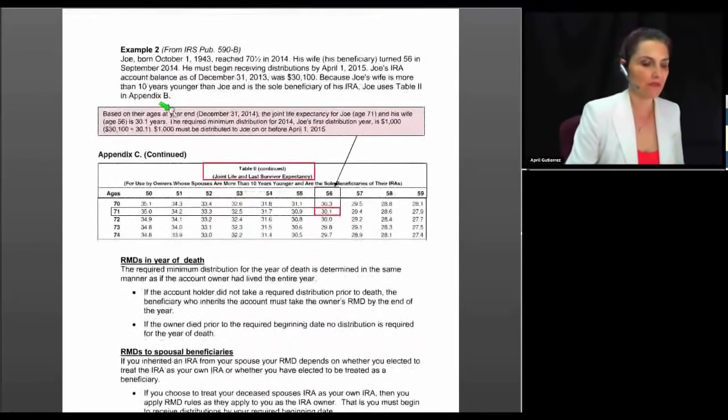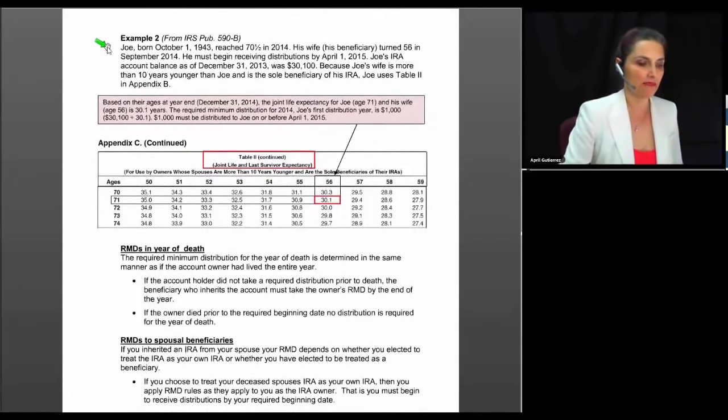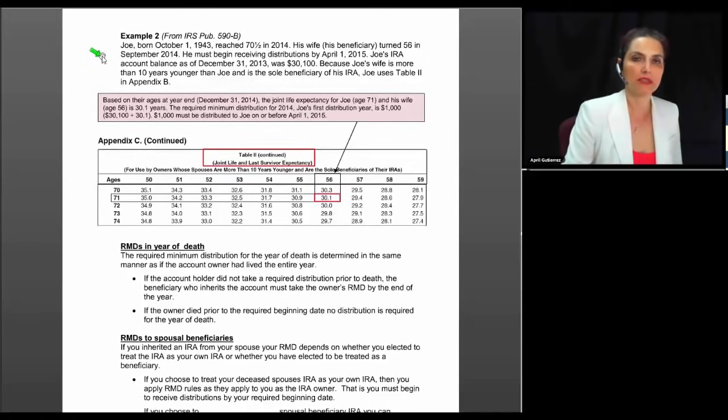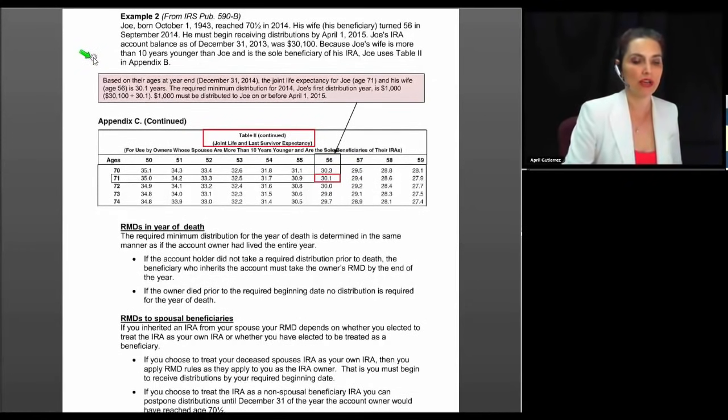Example number 2, also from IRS Publication 590B, Joe, born in October of 1943, reached age 70 and a half in 2014. His wife and his beneficiary turned 56 in 2014. He must begin receiving distributions by April 1st, 2015. Joe's IRA account balance as of the end of the preceding year was $30,100. Because Joe's wife is more than 10 years younger than Joe and is the sole beneficiary of his IRA, Joe will use Table 2 in Appendix B.